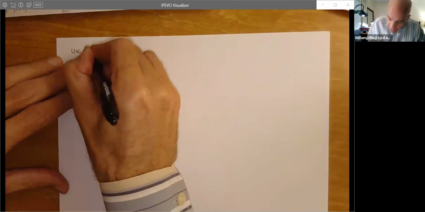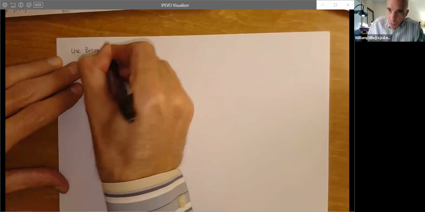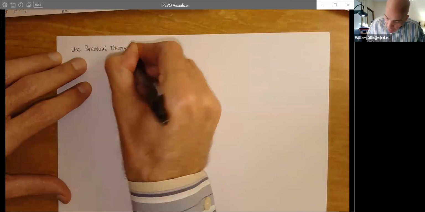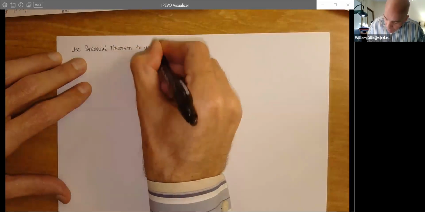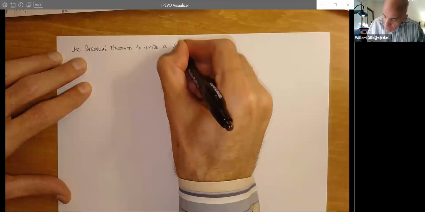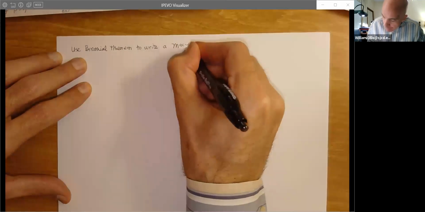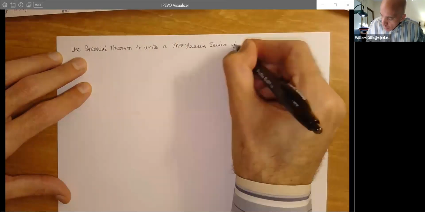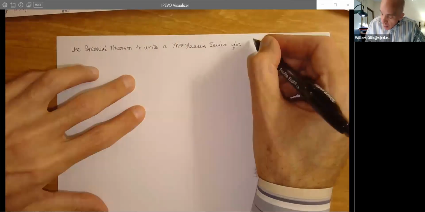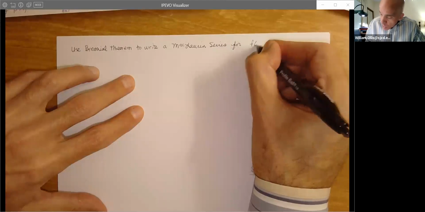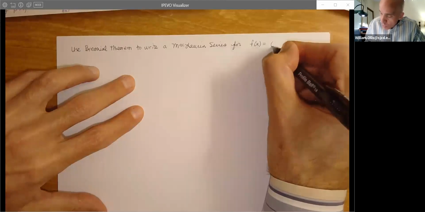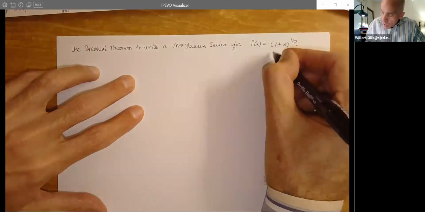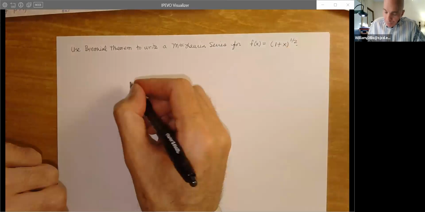binomial theorem, and I'll show you a way to do this to keep it reasonable. Use binomial theorem to write a Maclaurin series for, in this case, f of x. We'll just use our friend. Square roots are at the center of what we do, or just put the radical if you want.